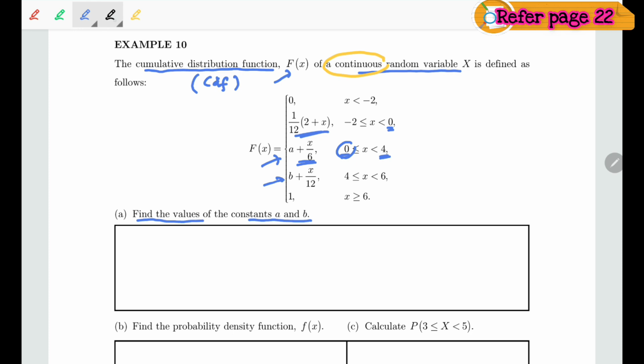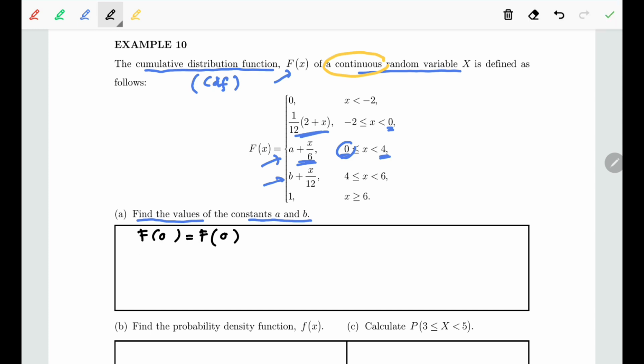So I'm going to write this equation: f of 0 equals f of 0. Why do we equate these? Because since this is continuous, when we substitute 0 into this function, it should equal what we get when we substitute 0 into the other function, in order to make sure it's continuous at every single x.